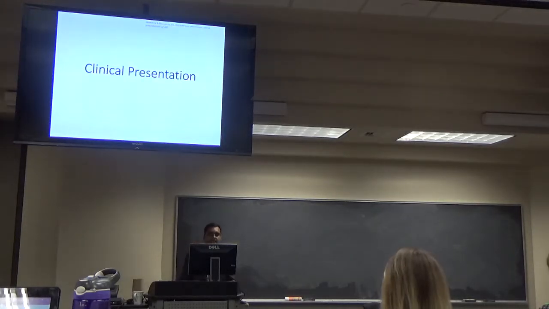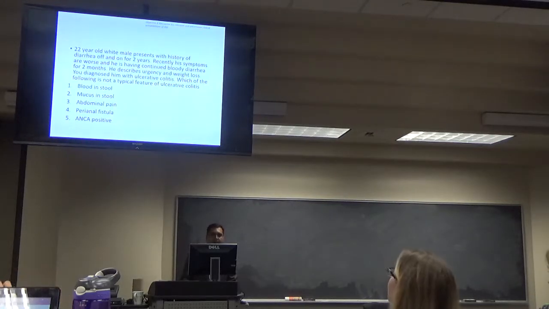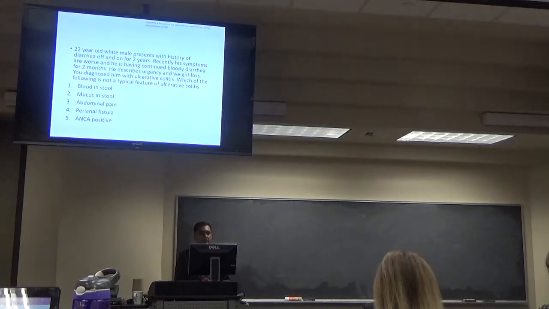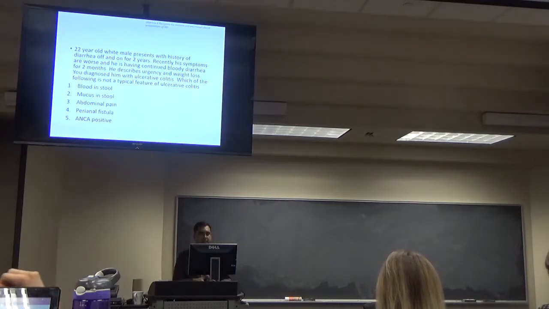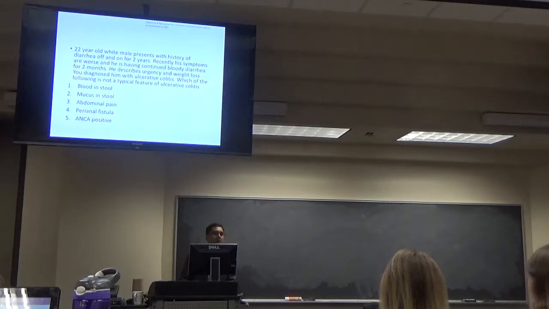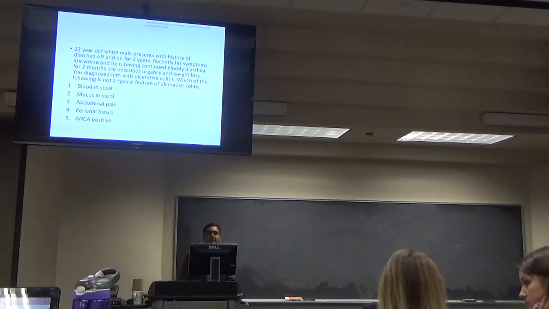So how do Crohn's disease and ulcerative colitis present? Again, this is the same question stem where a 22-year-old with diarrhea of 2 years, recently symptoms getting worse, now having more bloody diarrhea with urgency, weight loss, got diagnosed with ulcerative colitis. Which is not a typical feature of ulcerative colitis? What's not typically present in ulcerative colitis patients? Blood in stool, mucus in stool, abdominal pain, perianal fistula, ANCA positive. Okay, so they do have bleeding.